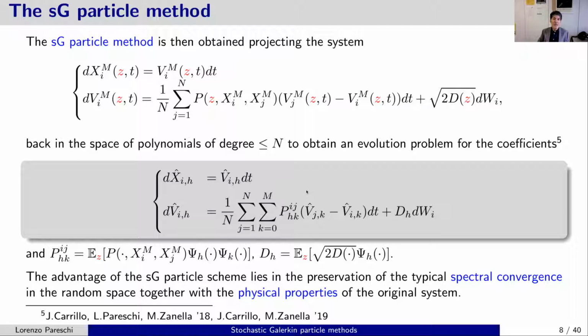Namely, if we just consider the microscopic particle dynamic and we focus just on the convergence rate in the random space, you can, I think, intuitively follow the path and understand that at this level, since we are approximating the set of ODEs just in the random variable, the convergence will just depend on the smoothness of the trajectories of the ODEs in the random space.